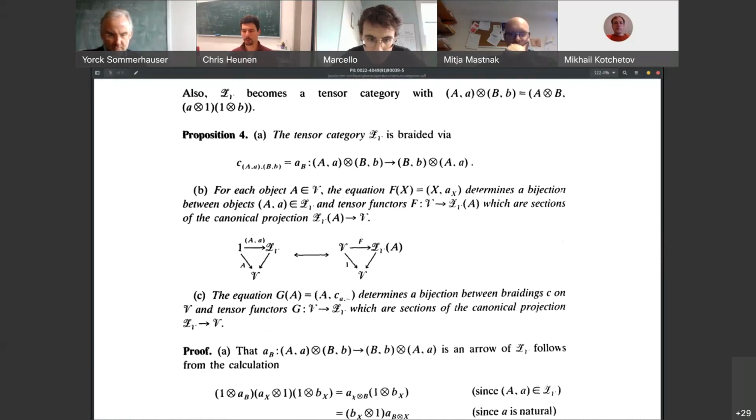So yeah, there is a universal property. It's a bit like a left adjoint, but you need to have this additional choice of this section here. Okay, thank you. Thank you very much.